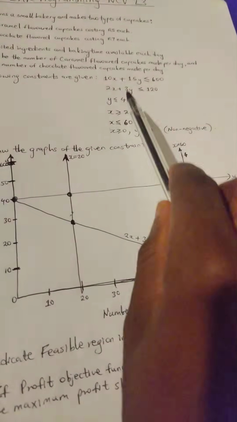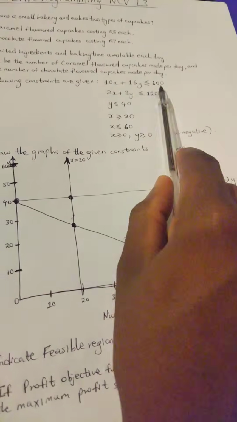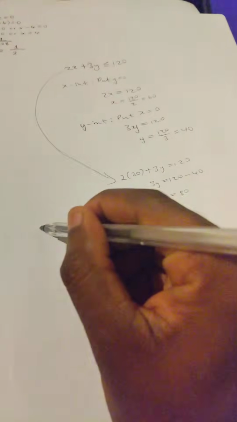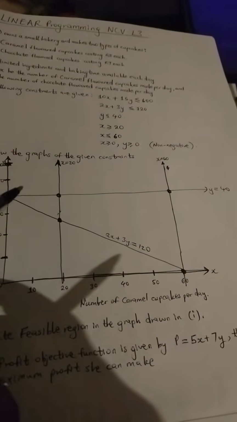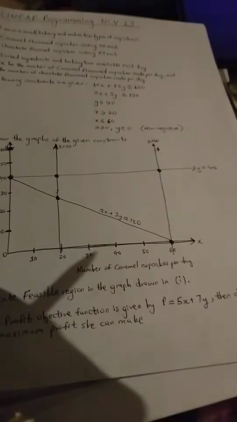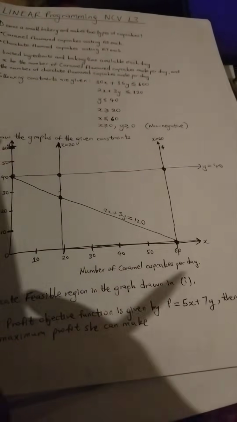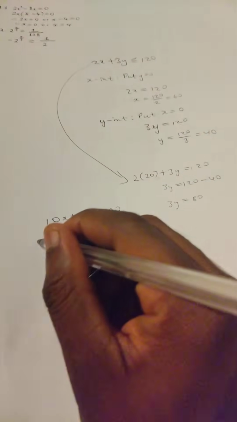So now I have to draw this line as well. This one. Do you see this one? I'm going to do the same procedure again on the side. But remember, if you can see it, you don't have to do it on the side. You can just get it quickly. But I'm just going to do this to show you how I get those things. So it's 10x plus 15y less than or equal to 600. Again, I'm going to do the same thing.